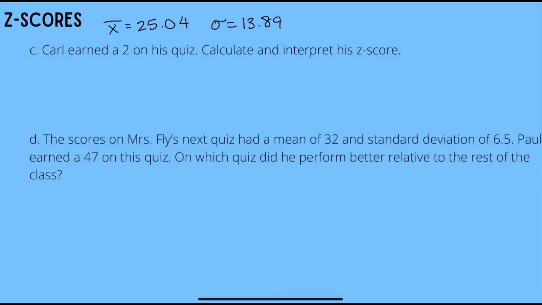Let's look at another example. So in this case, we're working with the same numbers that we did before. Carl earned a 2 on his quiz. So let's calculate and interpret his z-score. So again, our formula for a z-score is x minus our mean divided by our standard deviation. And for this particular problem, our x is 2. So we are going to do 2 minus 25.04 divided by 13.89.